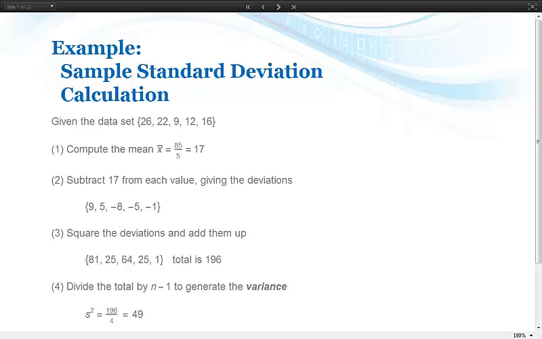Okay, the magic of video editing, yes. So x bar is the total, 85 divided by 5, is 17. So now to get the deviations, we subtract 17 from each of the values.